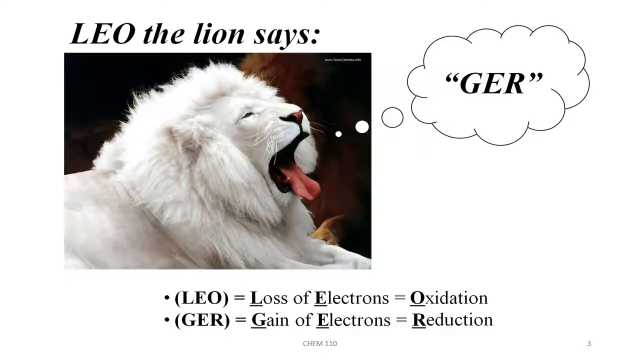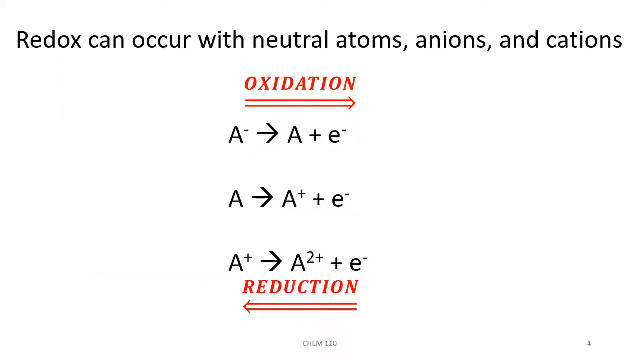An easy way to remember oxidation and reduction is to use "Leo the lion says grr." Leo, or loss of electrons, means oxidation. Grr, gain of electrons, means reduction. You're going to want to commit these definitions to memory. Oxidation and reduction always occur together.